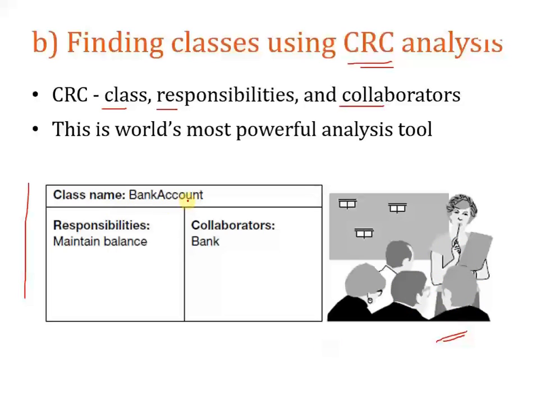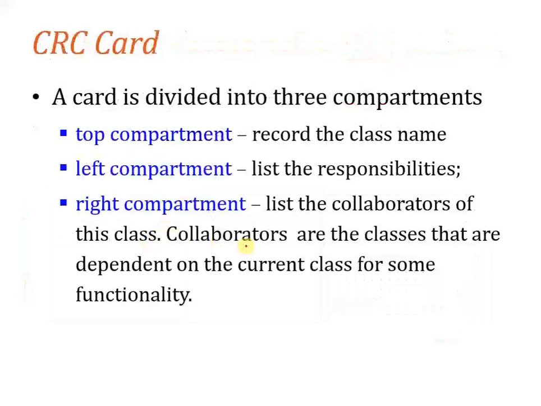This CRC card will have 3 different compartments in it. The top compartment records the class name. In the left compartment, we have responsibilities. Responsibilities mean the major functions present in this particular class. And in the right compartment, we specify the collaborators of this particular class. Collaborators are the classes which are in association or which have some relationship with some other class.